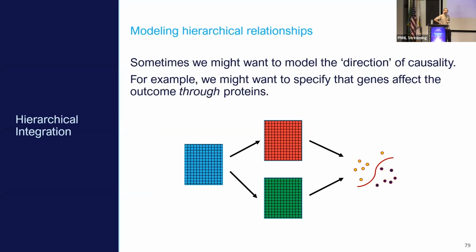I don't have an example for this one, but I just wanted to give an example of some of the more biologically informed ways people do multi-omics integration. The ones I showed sort of process them in parallel, right? Everyone just gets a little thing, they go through their own little model, and maybe we combine them.